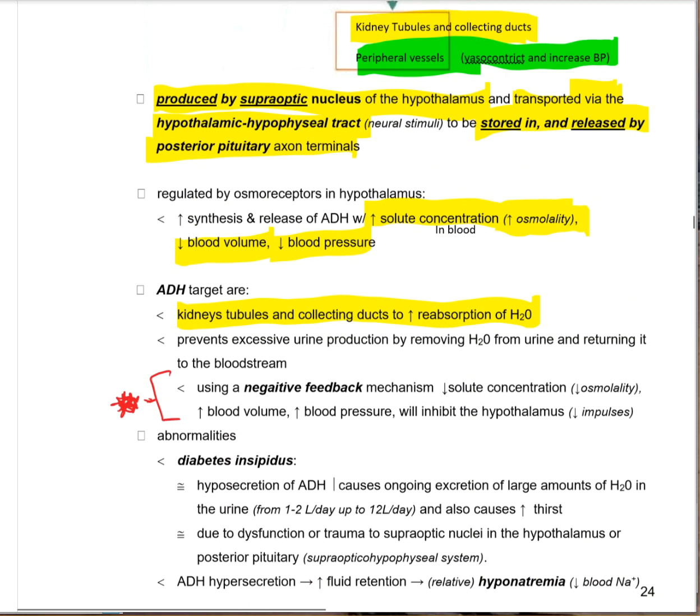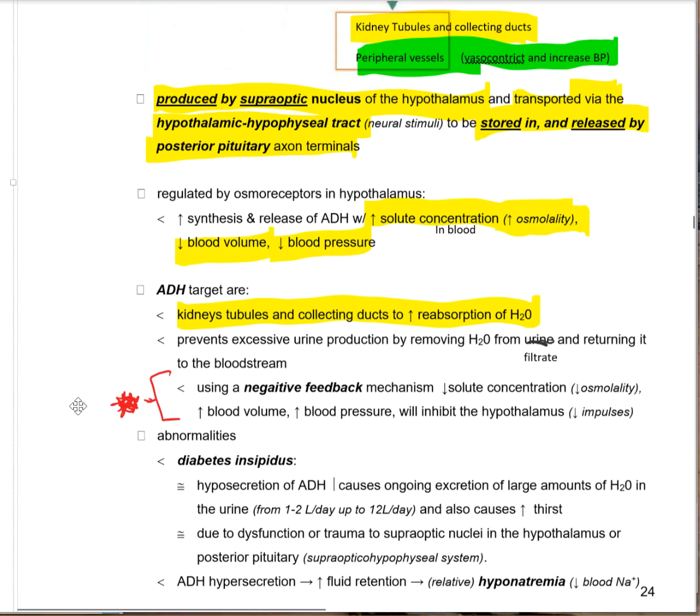And I want to say one thing. So what it's doing is, if it's reabsorbing water at the kidney tubules and collecting ducts, this is going to prevent excessive urine production by removing the water, not from the urine per se. I want to change that term. It really is from the filtrate, which is what is right before urine, okay, and returns it to the bloodstream, and that's really important.